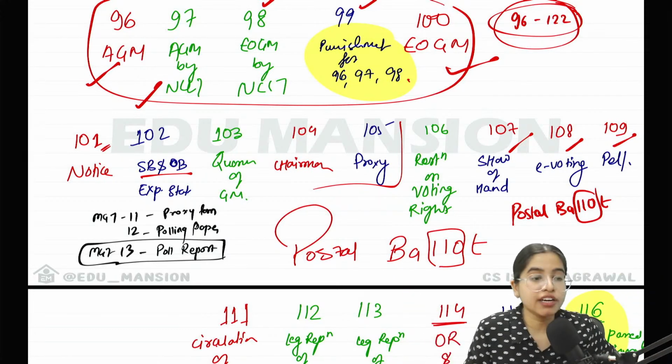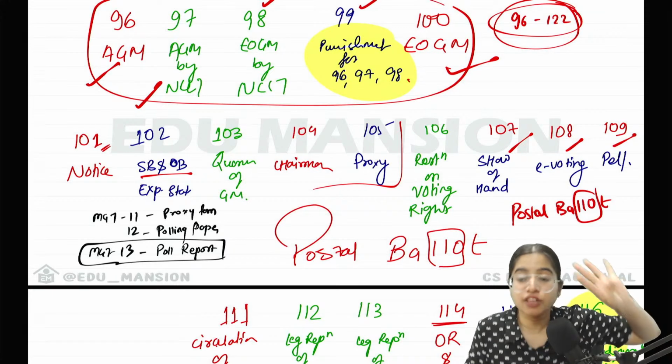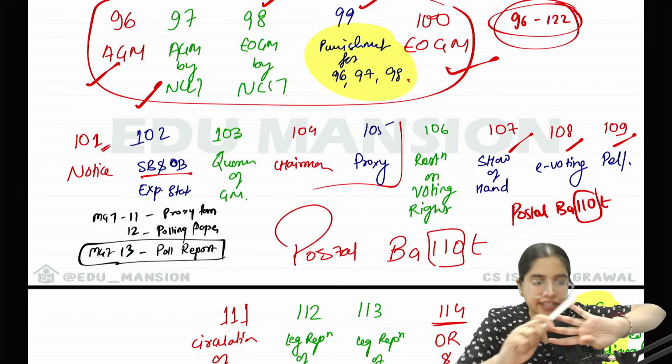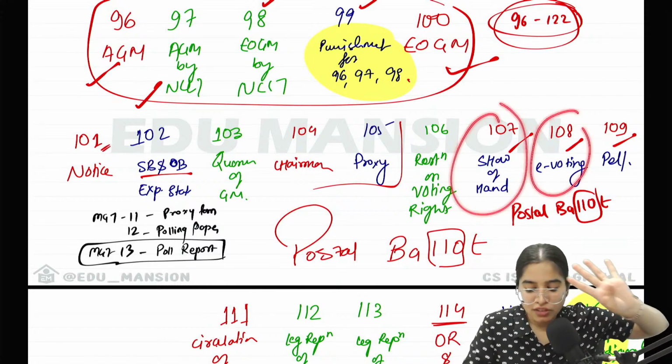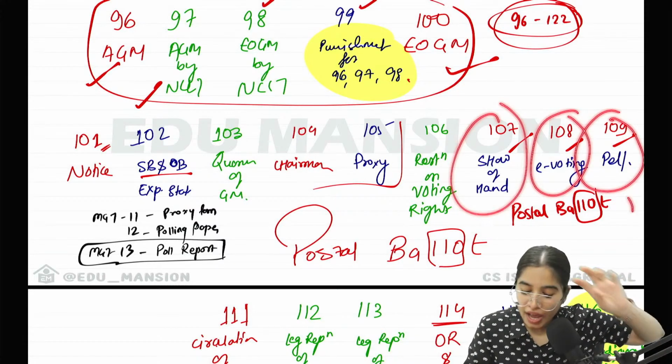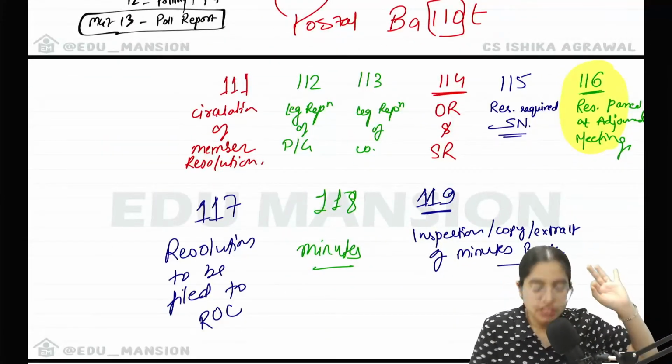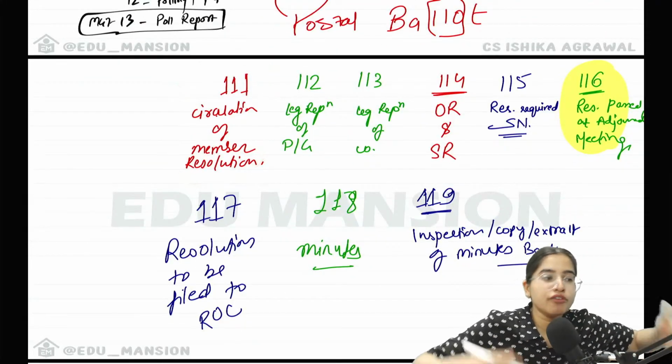After that we studied 107, 8, 9, 10 together, the 4 methods of voting. 107 show of hand, 108 e-voting, 109 poll and 110 postal ballot. That is done. After that we studied 111, which is circulation of members' resolution.